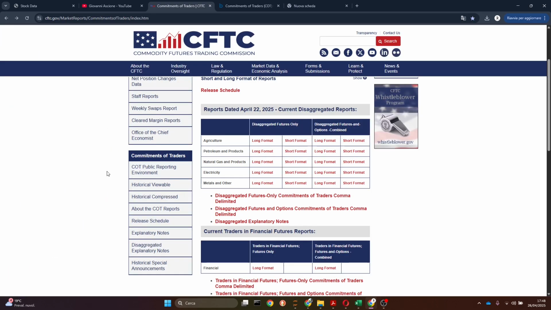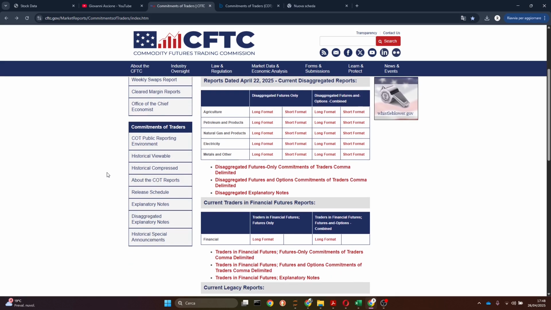I hope you enjoyed this type of information. I repeat that the COT is a very important piece of the trading puzzle, because it is very important to understand how the institutionals, how the fund managers are trading, what their positions are on different financial contracts.